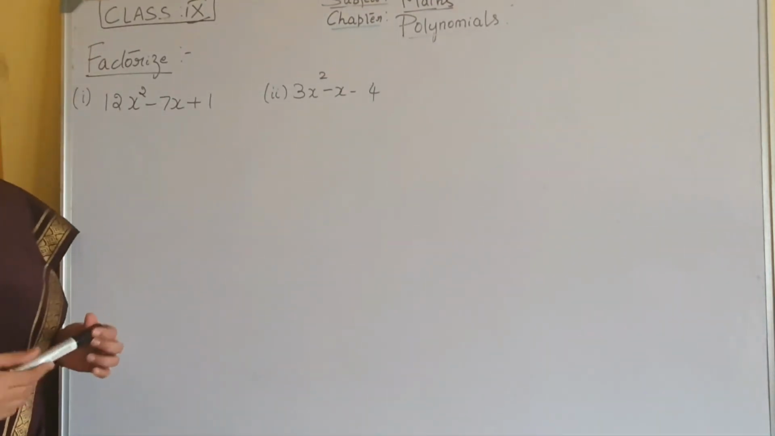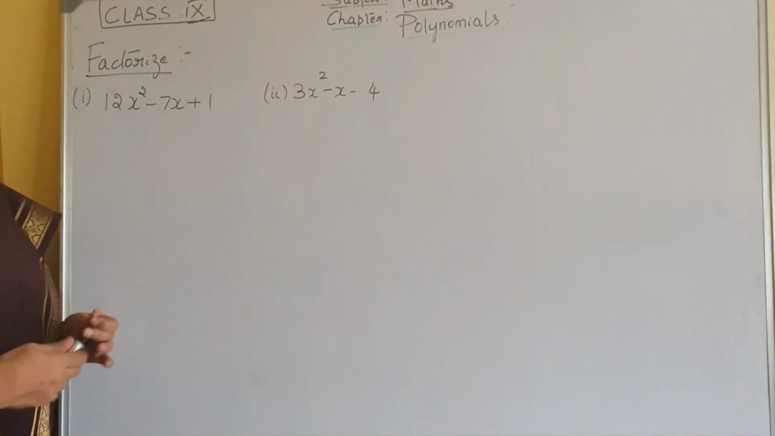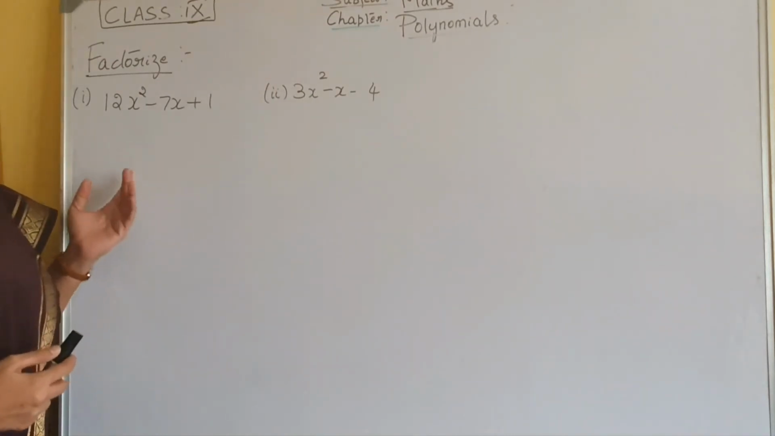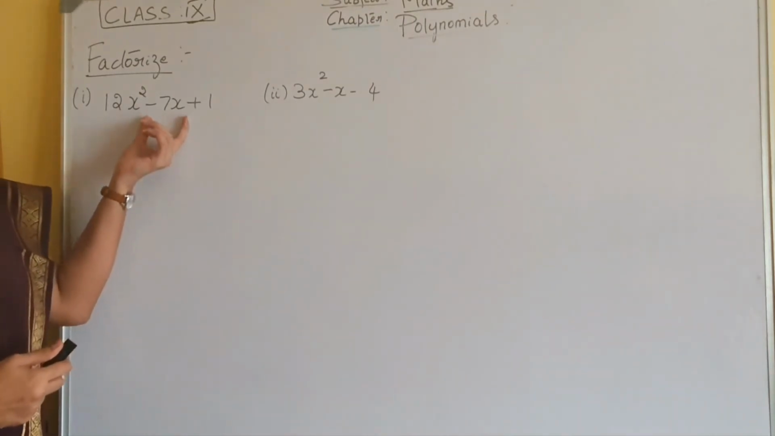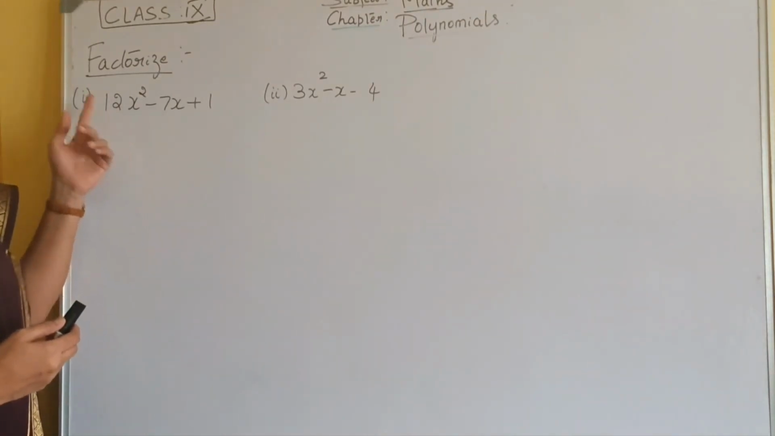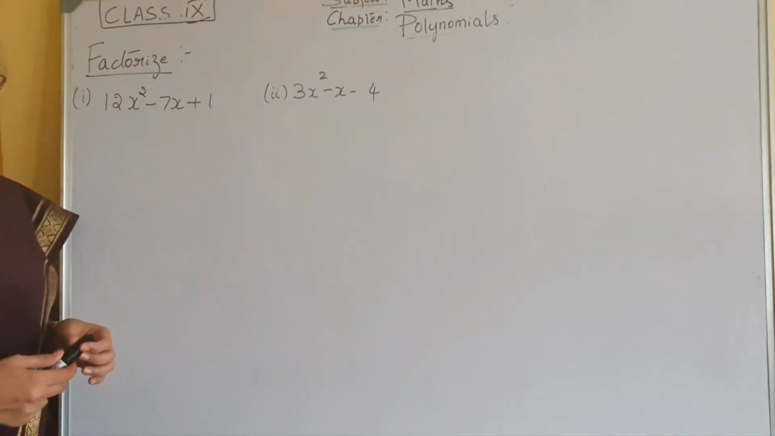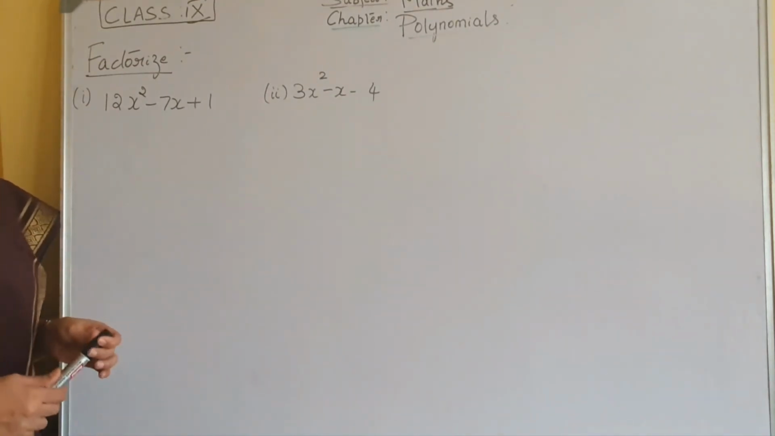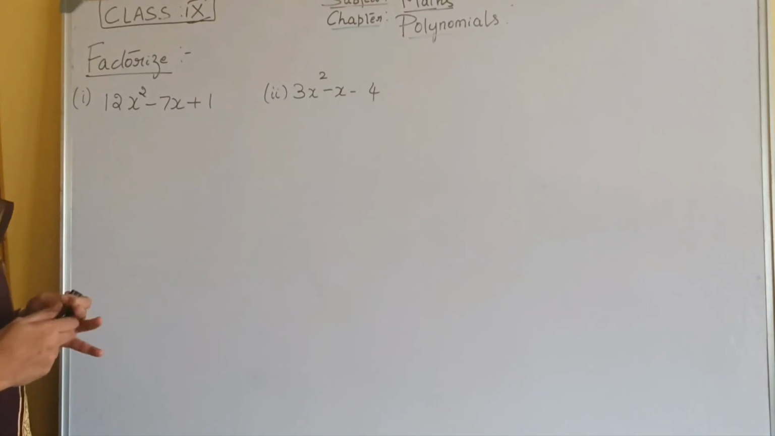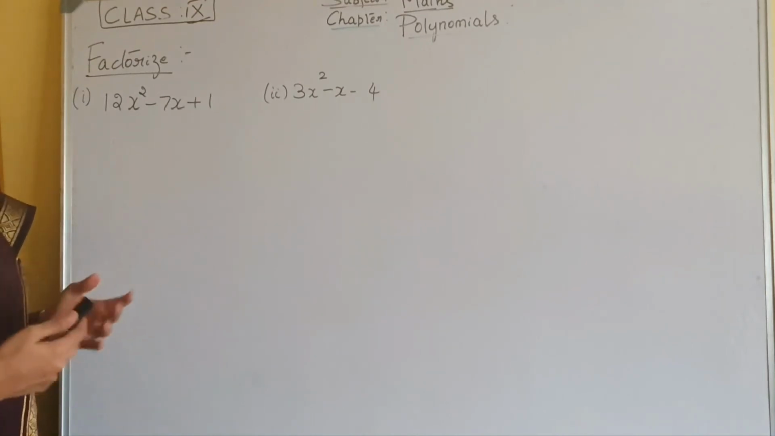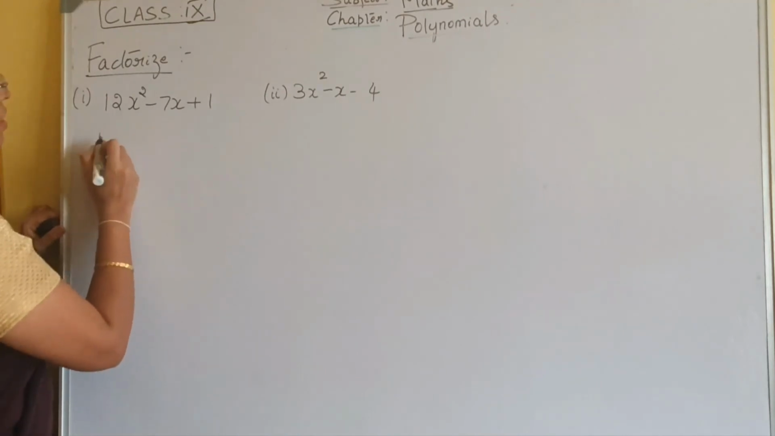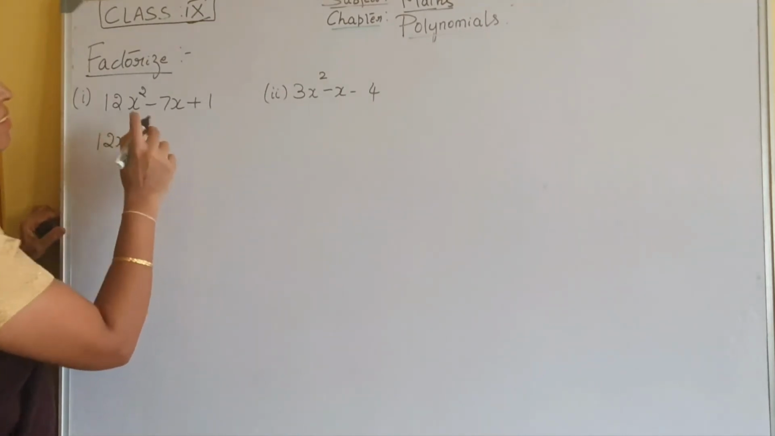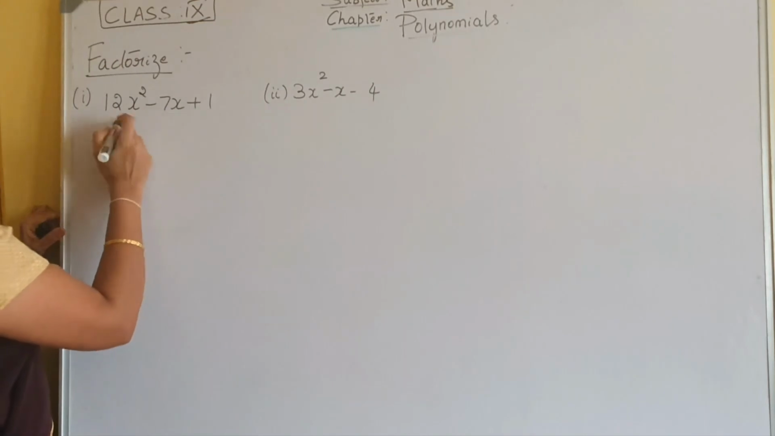So we have learned in the previous classes how to factorize polynomials. There were 3 methods: expanding the middle term, right? So this is one of the methods, and we are also going to use the factor theorem to factorize polynomials. Today, in this session, we will just recall what was learned in the previous class. That is 12x square minus 7x plus 1. So this is the polynomial given.